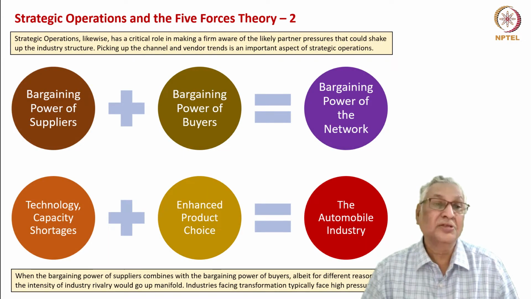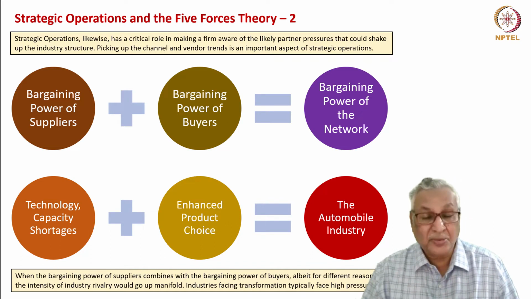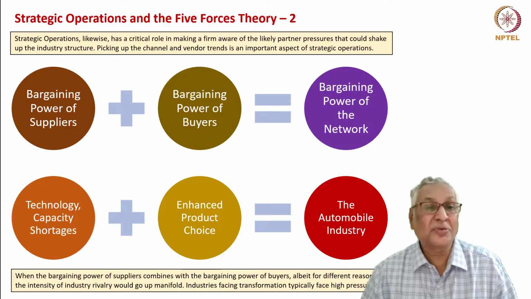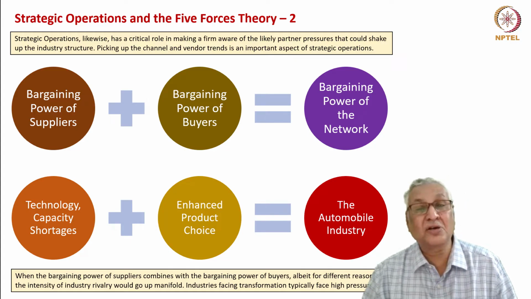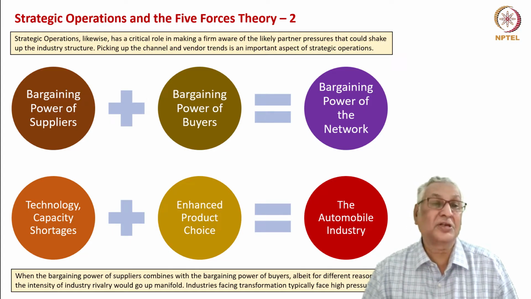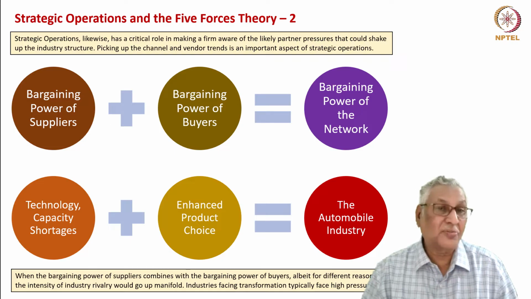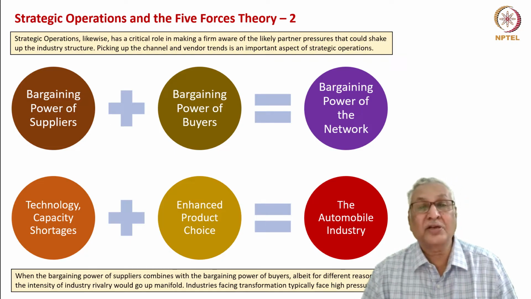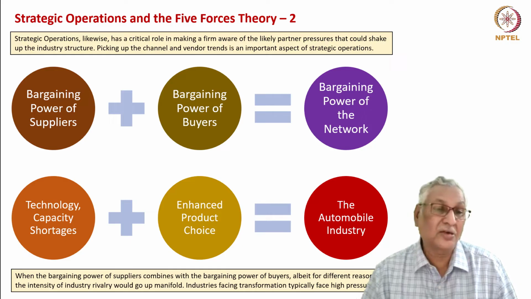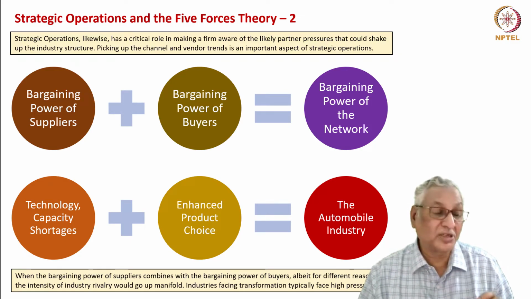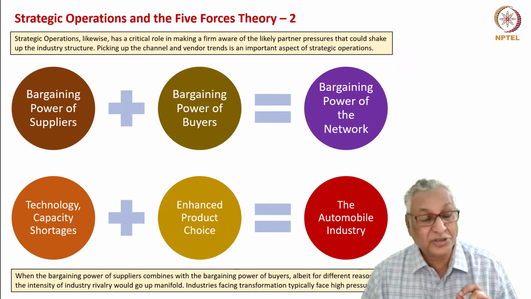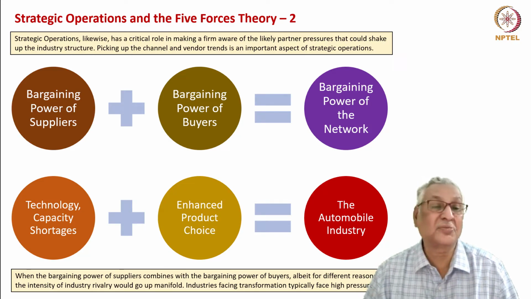Another example. This time we will cover strategic operations and the five forces theory. Strategic operations, that is supply chain, manufacturing, marketing operations, they all are critical. Similarly, R&D operations, quality operations, they are all critical. All of these things require inputs. Strategic operations, likewise, therefore, have a critical role in making a firm aware of the likely partner pressures which could shake up the industry structure. Picking up the channel and vendor trends, therefore, is a very important requirement for strategic operations.